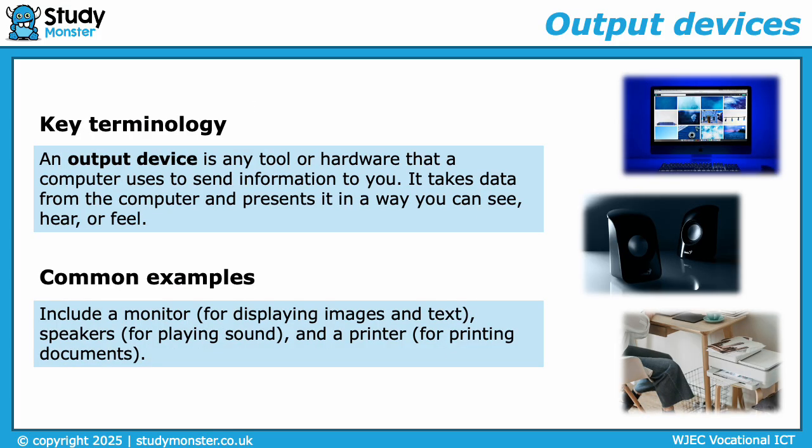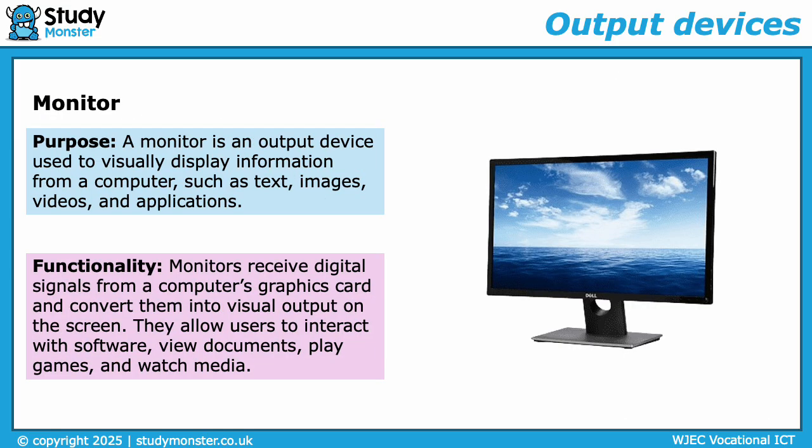Right, output devices. This is going to be pretty short and sweet. Key terminology: output device is any tool or hardware peripheral that a computer uses to send information to you. So it takes data from the computer and presents it to you in a way that you can consume. Common examples: monitors, speakers, printers. Again, like I said earlier on, we're going to look at printers in another video.